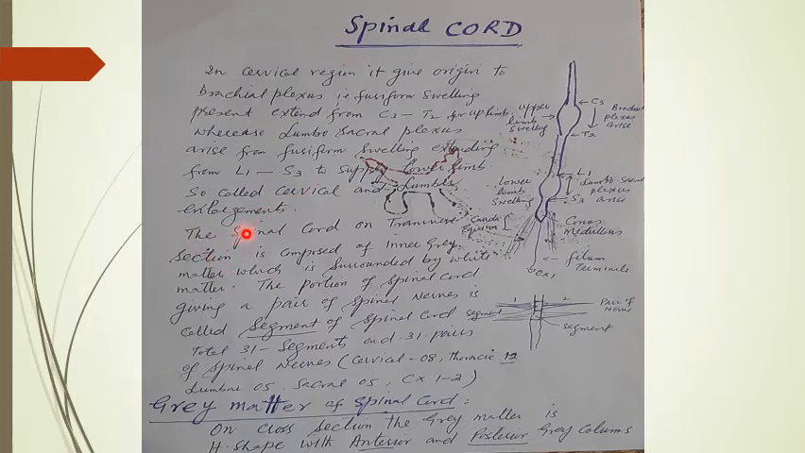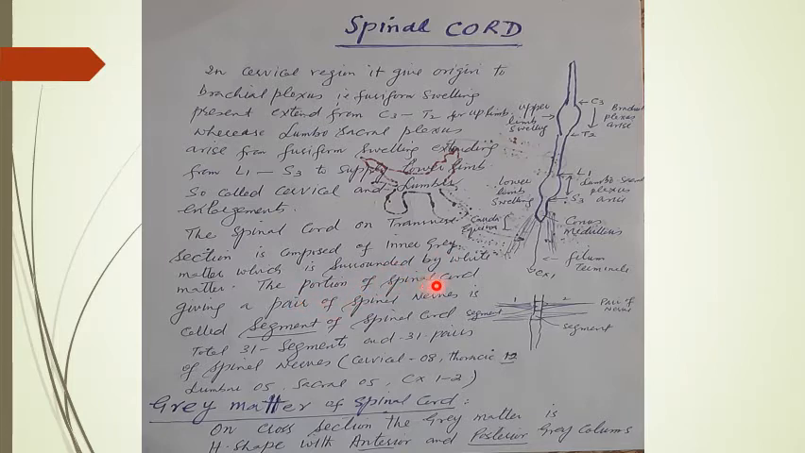The spinal cord on transverse section is composed of inner gray matter, which is surrounded by white matter, whereas in the brain it is the reverse, where the gray is outside and white is inside. But in the spinal cord the gray is in and white is outside.